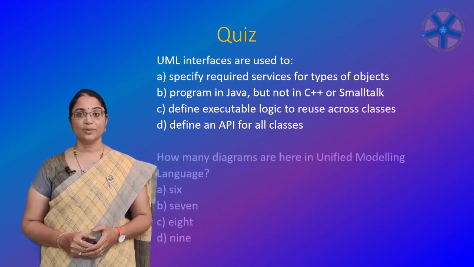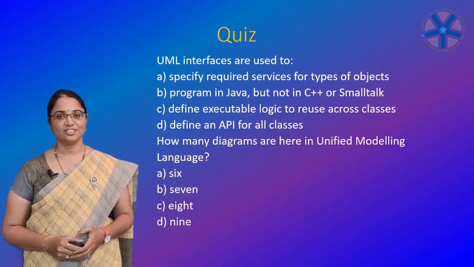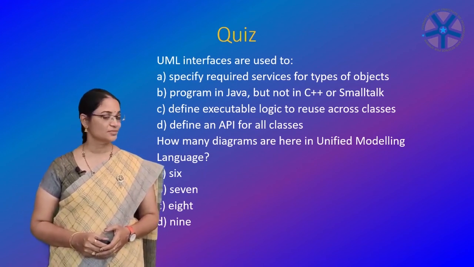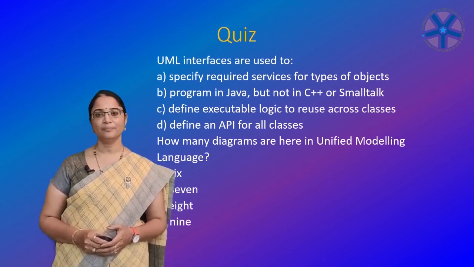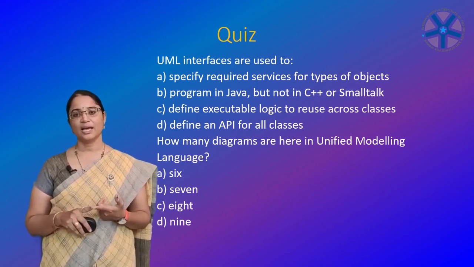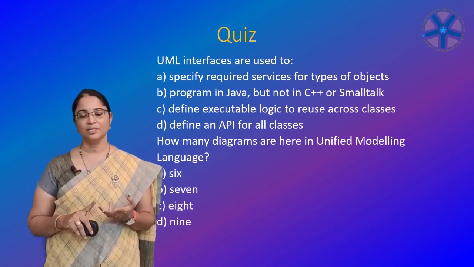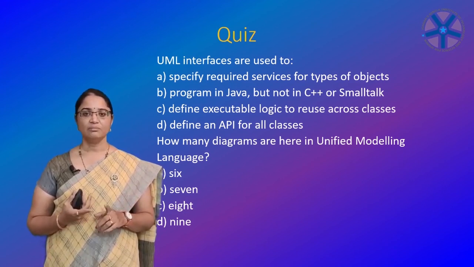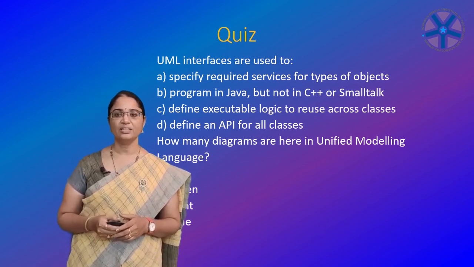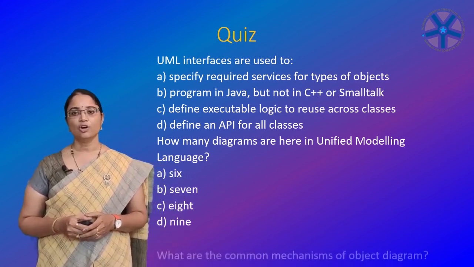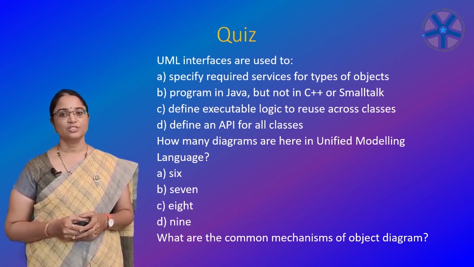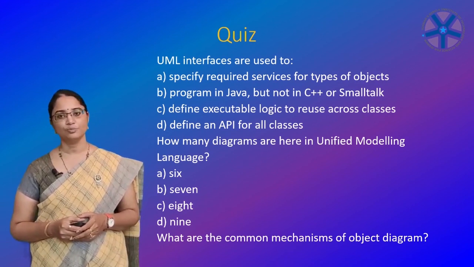And next, how many diagrams are there in the Unified Modeling Language? 6, 7, 8, 9. So the option is 9. What are they? Class diagram, object diagram, use case diagram, collaboration diagram, sequence diagram, state chart diagram, activity diagram, component diagram, and deployment diagram. So we have 9 diagrams. What are the common mechanisms of object diagram? So the object diagram is used to represent the object structure.